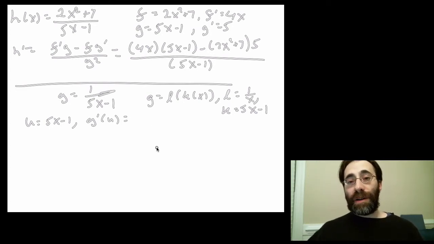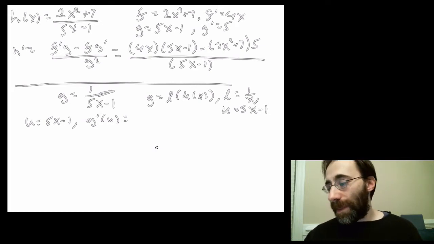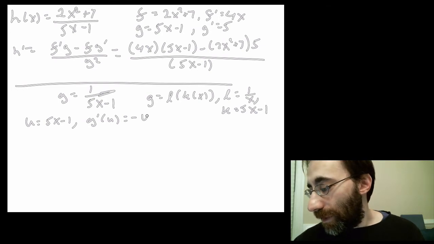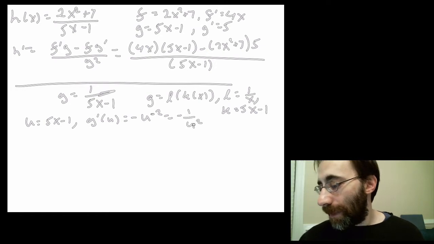Remember, that's just a power. So there's a power rule. Derivative of 1 over u is the same as the derivative of u to the negative 1. You pull down negative 1. You subtract 1 from the power to get negative 2. Therefore, this is negative u to the negative 2, which equals negative 1 over u squared.